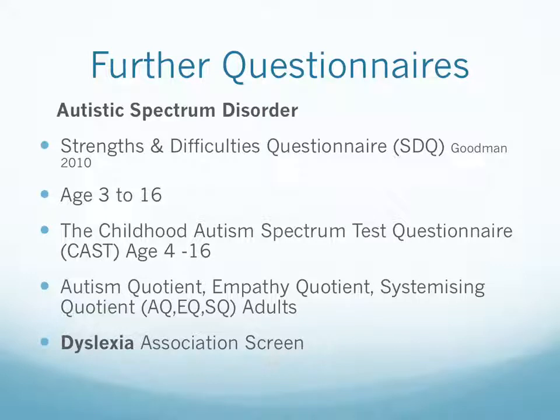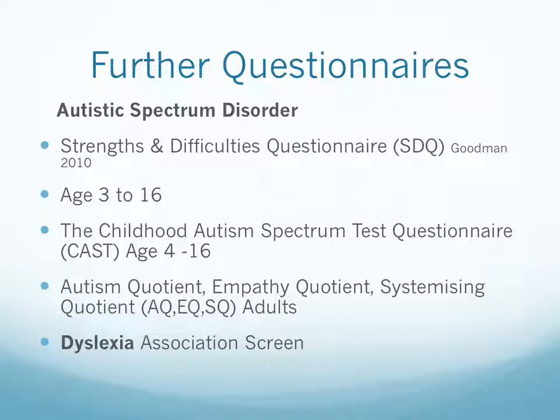Now, the next couple of bullet points really highlight screens for autistic spectrum conditions, and both the CAST and the AQ, EQ and SQ were developed by the team here at Cambridge. Simon Baron-Cohen and his team developed those, and these are normed, self-rated checklists. Obviously for the children, the carers complete those, but again, they're absolutely not diagnostic. They really flag potentially for further assessment by the right professional.